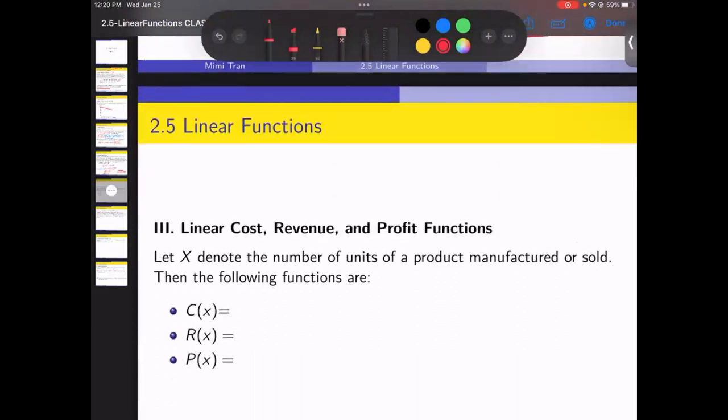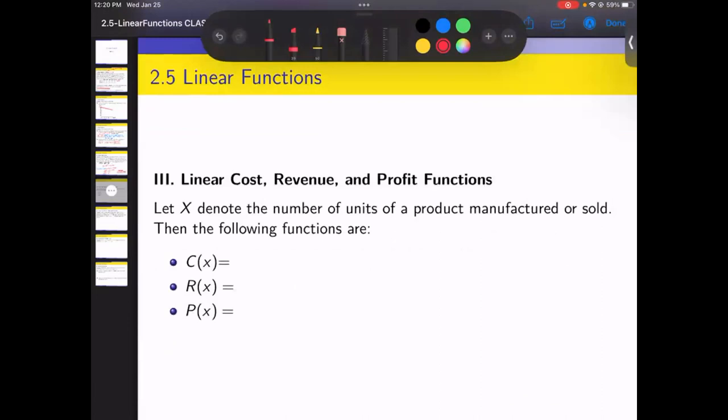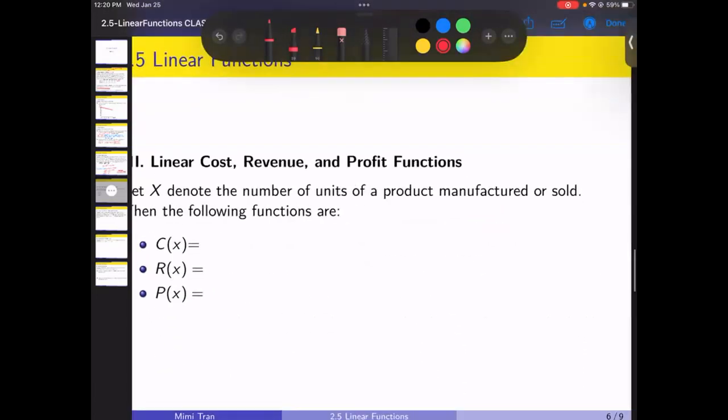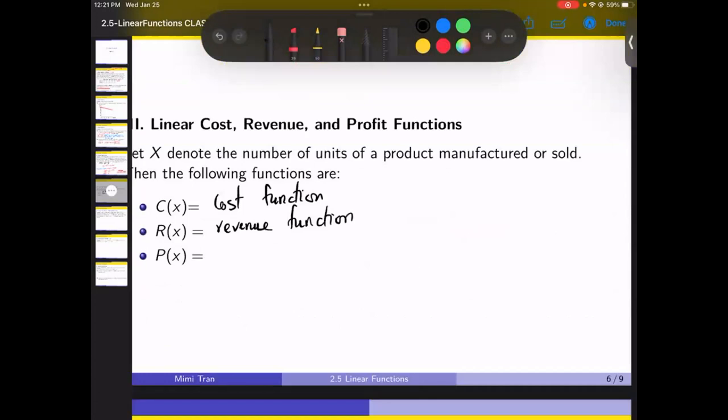Let's do this one: linear cost, revenue, and profit functions. The cost function is capital C of x. The revenue function is capital R of x. And the profit function will be revenue minus cost, so R of x minus C of x. You take whatever income you make, subtract the cost, and you get the profit.